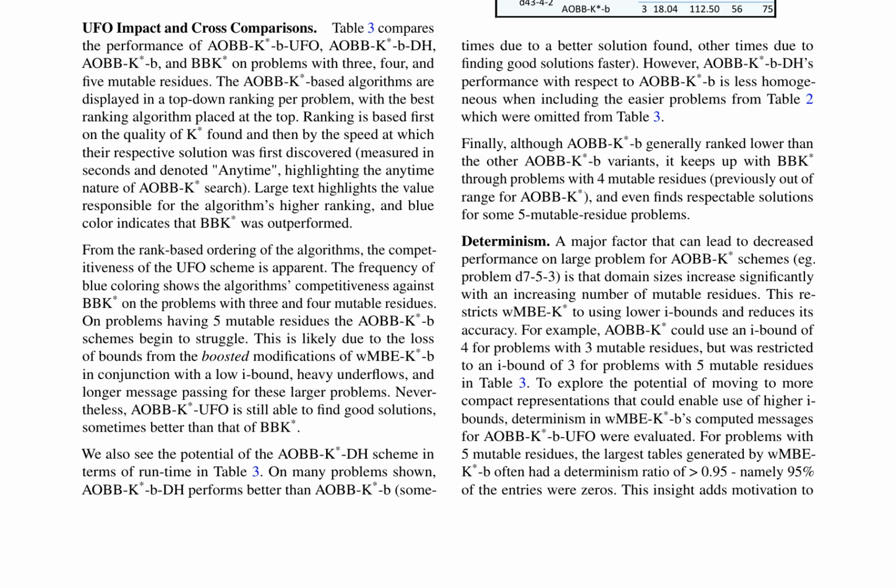The ranking of the algorithms is based on the quality of K found and the speed at which the solution was first discovered. The results demonstrate the competitiveness of the UFO scheme and the potential of AOBB-K DH in terms of runtime. The determinism of WMBE-KB's computed messages for AOBB-K UFO is evaluated, showing that for problems with 5 mutable residues, the largest tables generated by WMBE-KB often have a determinism ratio of greater than 0.95. This insight adds motivation to explore more compact representations that could enable the use of higher I-bounds.